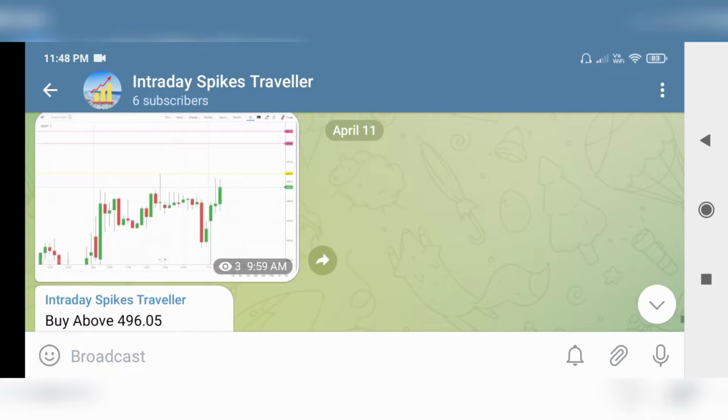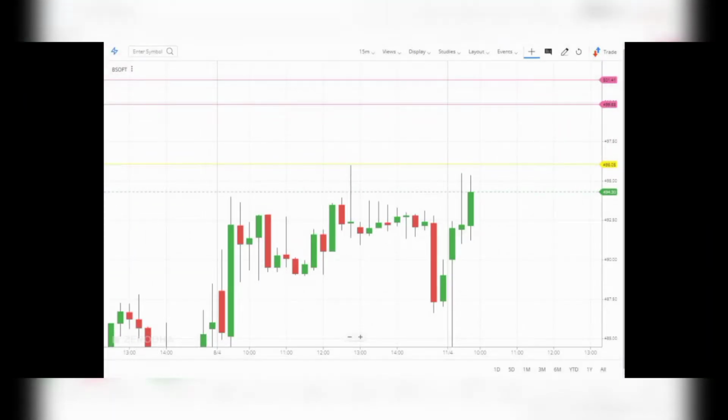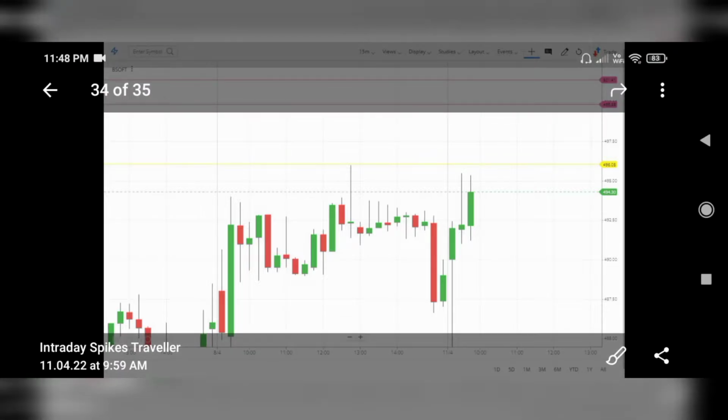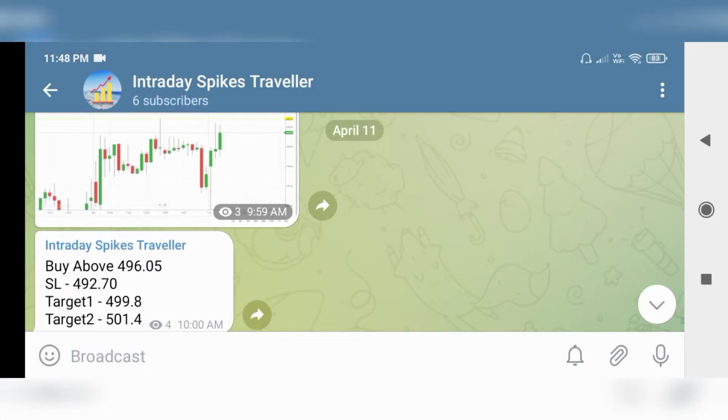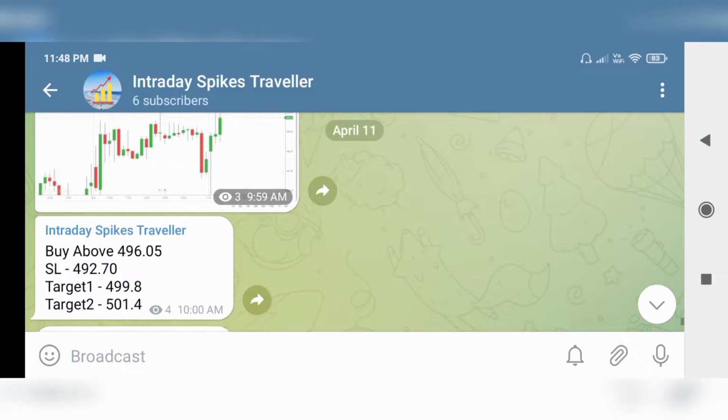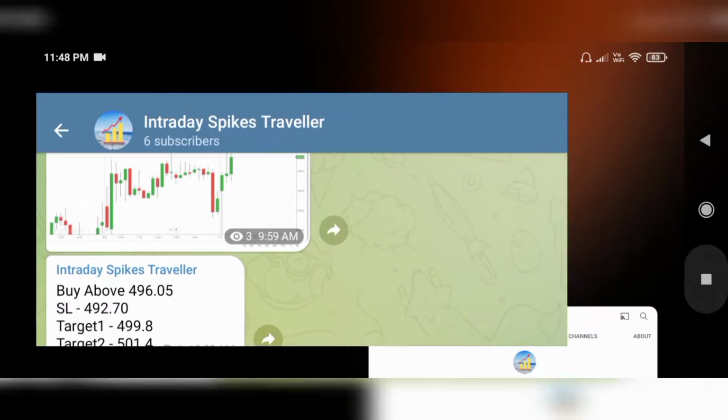So at 9:59 a.m., when you see here, I knew the next candle would cross 496.05. So at 9:59 a.m. I gave a call to buy above 496.05 with a stop loss and targets, target 1 and 2.